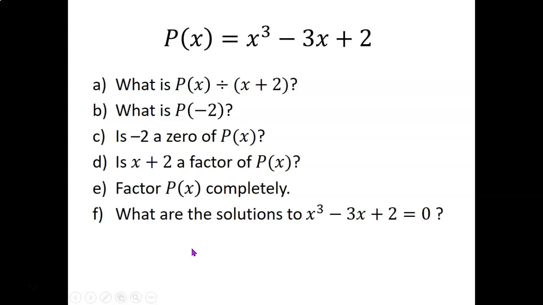Last example with multiple parts, but they all relate to one another. They all kind of go together. So here we have the polynomial p of x equals x cubed minus 3x plus 2.